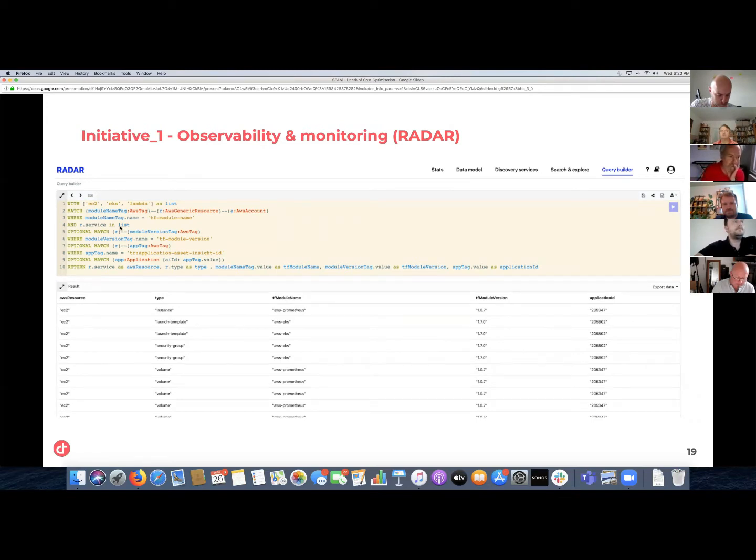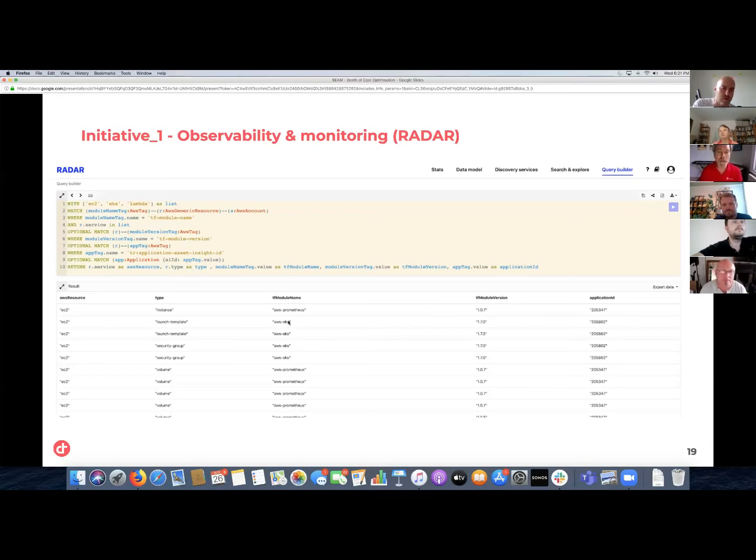So, for example, this query is written in a language called Cypher, it's a little bit like SQL for graph databases. We're looking for resources which have a tag called TF module name, so Terraform module name, and Terraform module version. So this is all keyed on a tagging strategy, which Andy will talk about in a minute as well. But using a discovery tool like this, we can find out what stuff has been built with a Terraform module, for example, AWS EKS, and what version of the Terraform module was used to build this infrastructure.